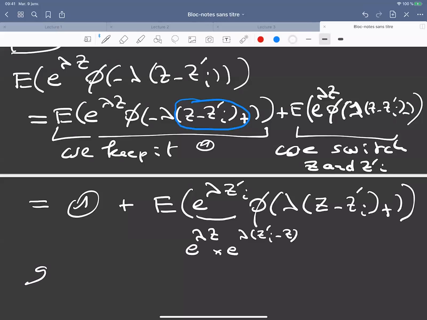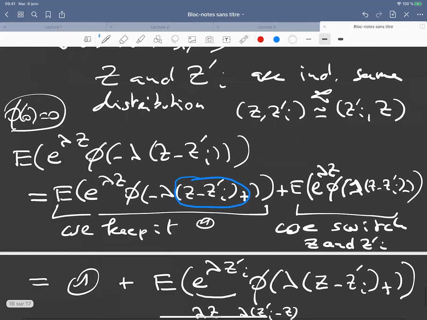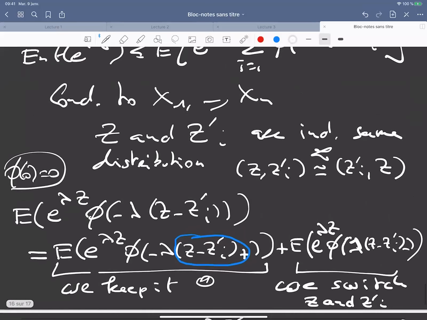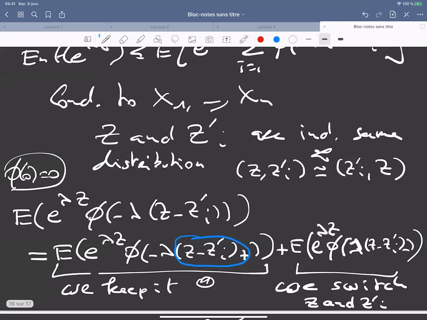Why are we allowed to exchange z and z prime I? The argument, I have explained it just before here: conditionally to x1, ..., xn, the two quantities have the same distribution. So you first compute this expectation conditionally to x1, ..., xn, and you may switch z and z prime I. Okay, good.